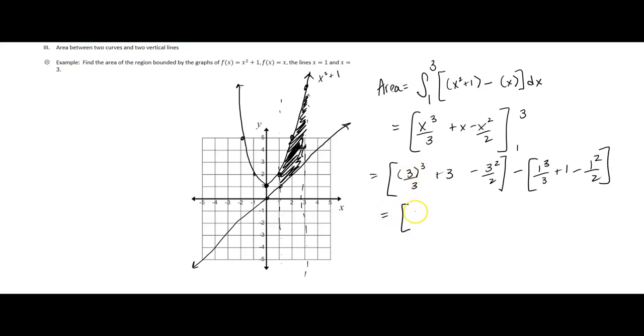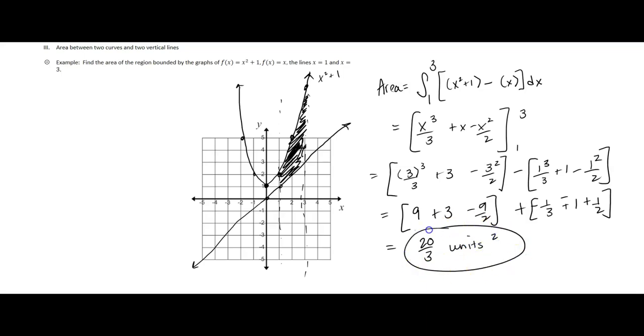3 cubed over 3 is 9, plus 3 minus 9 halves. And here we get 1/3 plus 1 minus 1/2. And here we're going to have, let's see, 9 plus 3 minus 9 halves. We'll distribute the negative. And when we add all of this together, we get 20/3 units squared.